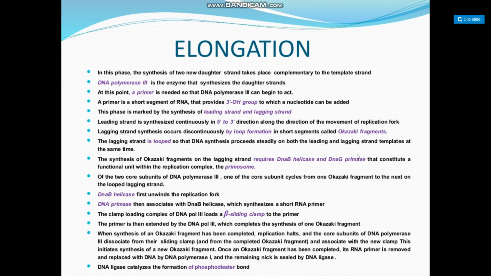at the same time. The synthesis of Okazaki fragments on the lagging strand requires DnaB helicase and DnaG primase. That constitutes a functional unit in the replication complex known as the primosome. Of the two core subunits of DNA polymerase III, one of the core subunits cycles from one Okazaki fragment to the next on the looped lagging strand.